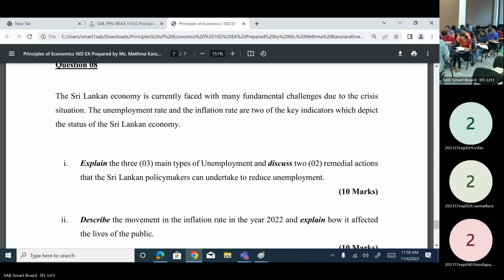First one. Focus education, training and development. Education, training and development to match the existing labor market requirements.